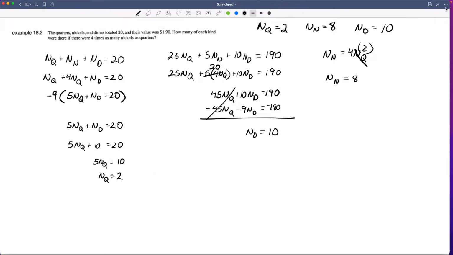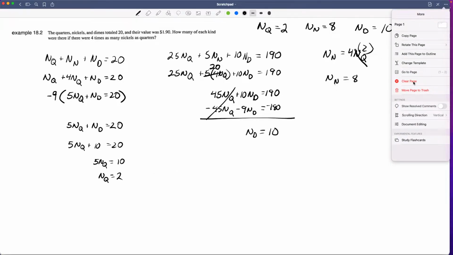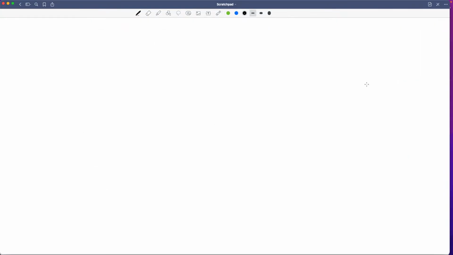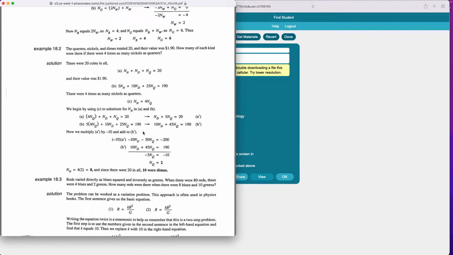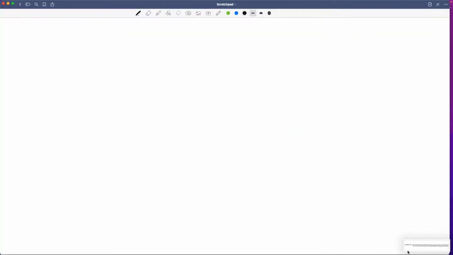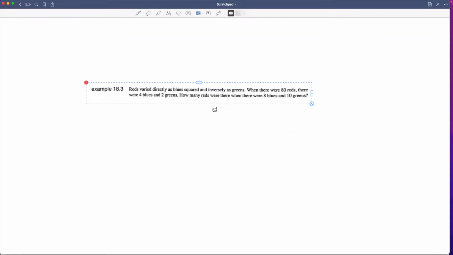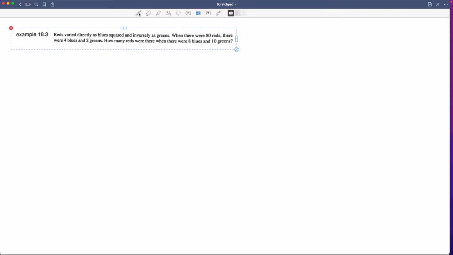So let me clear the page. And I'm going to take the next problem. And this is one of those varies directly, varies inversely problems. We did these in the spring as well. Let's look at that.